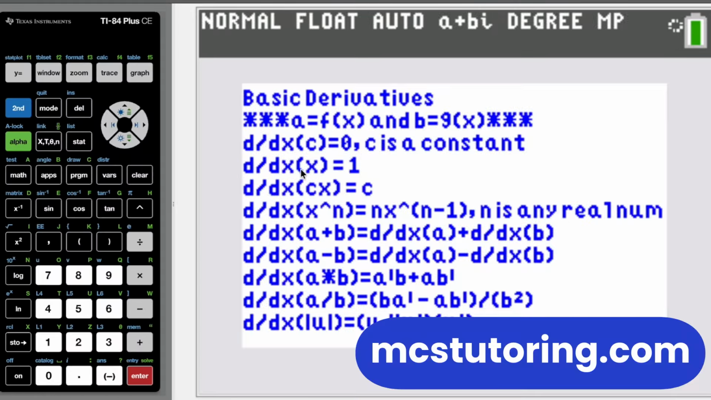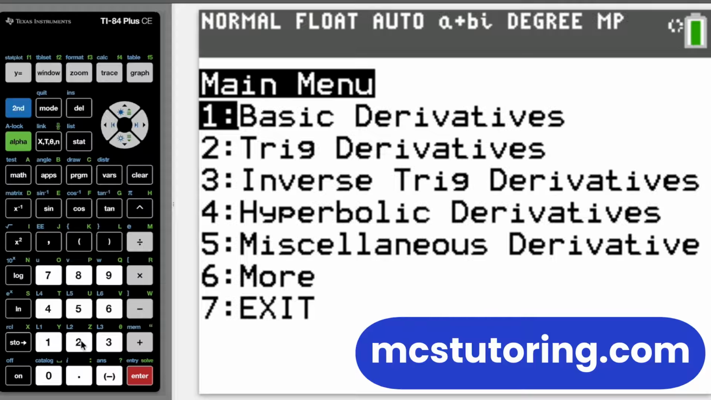So the basic derivatives, the d over dx of c, if c is a constant, is 0. I don't need to walk you through all this, but the cool thing is we did fix the quotient rule here. It's b a prime minus a b prime, all divided by b squared. And if you have the absolute value of u, it's u divided by absolute value of u, all that times u prime.